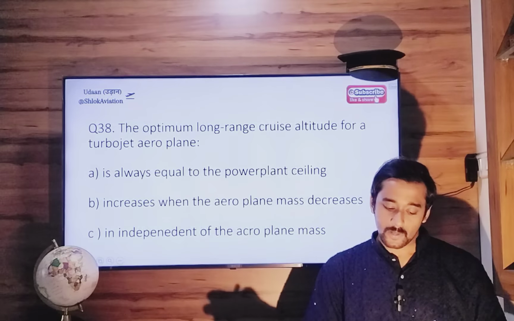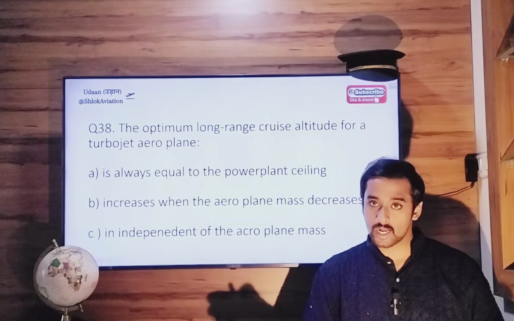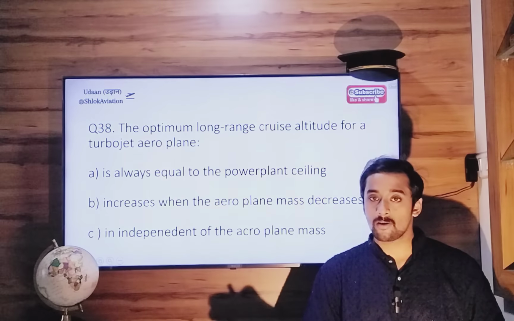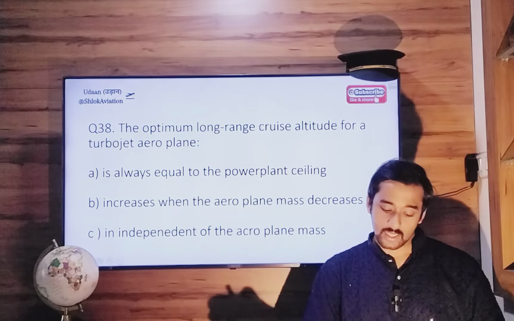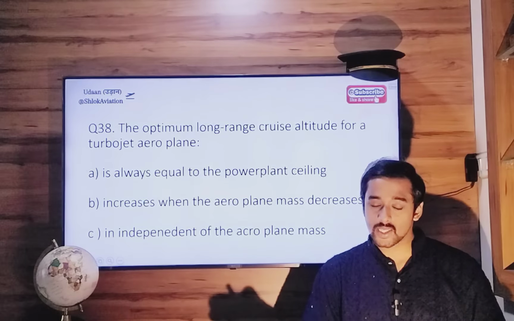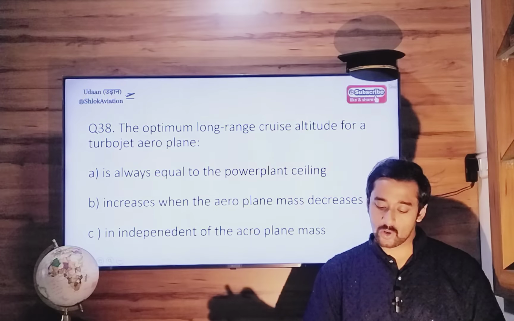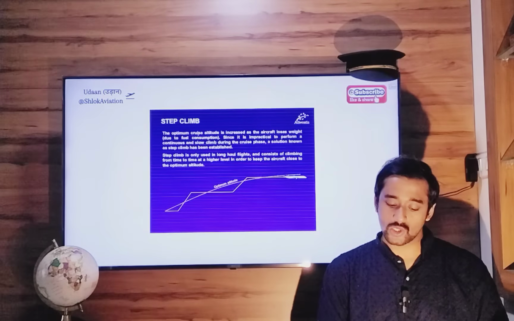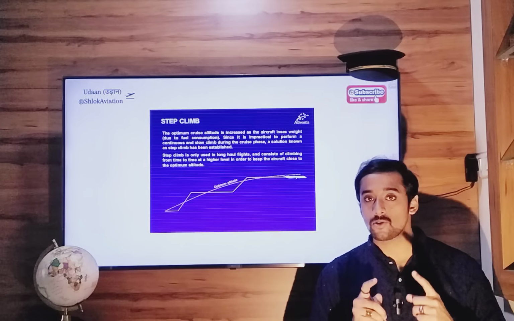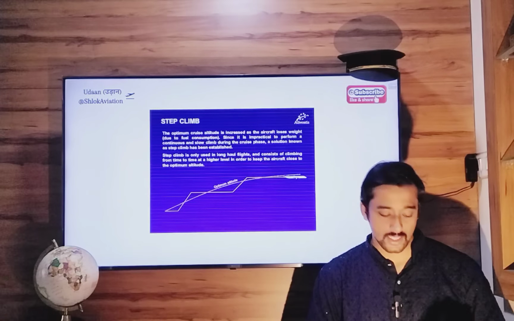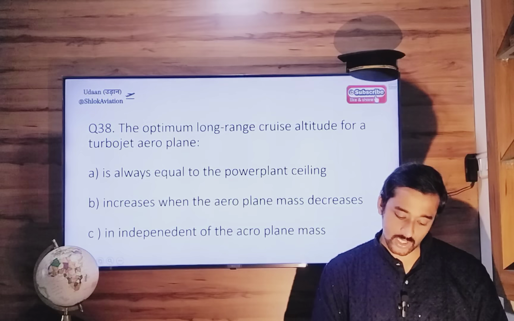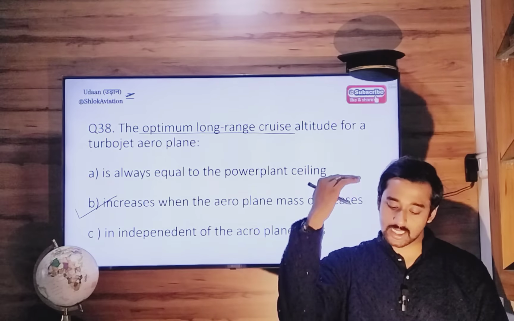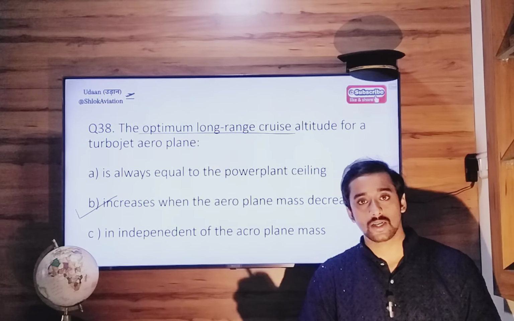Next, optimum long range cruise altitude for a turbojet aeroplane is always equal to power plant ceiling, increases where aeroplane mass decreases, is independent of aeroplane mass. So, like I said, we just saw here, the optimum cruise altitude increases as aircraft loses weight owing to fuel consumption. So the answer to this question will be the optimum cruise altitude will keep on increasing step by step as aeroplane's mass decreases.